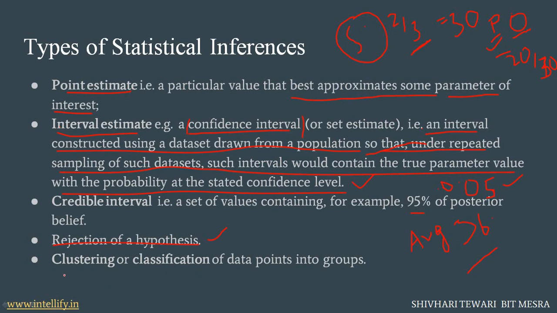After that, another type of statistical inference is known as clustering or classification of data points into groups. So these are the types of statistical inferences.